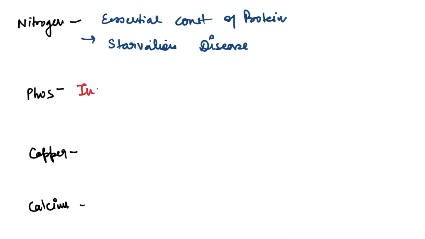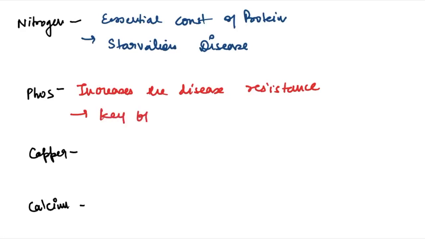So fact regarding phosphorus is that it increases the disease resistance of the crop. And it is said that due to the deficiency of single element phosphorus, the life cycle of plant can't be completed. So it is known as the key of life of the plant. This is very important to remember, that key of the life of the plant is phosphorus.